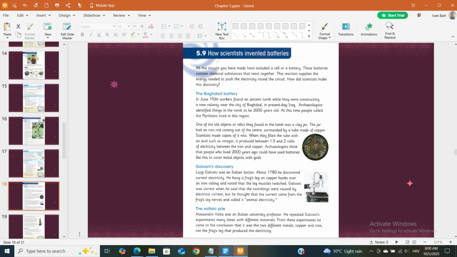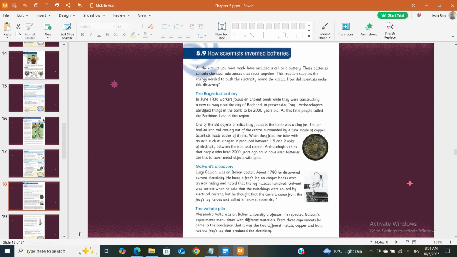The Baghdad battery. In June 1936, workers found an ancient tomb while they were constructing a new railway near the city of Baghdad, in present-day Iraq. Archaeologists identified things in the tomb to be 2,000 years old. At this time, people called the Parthians lived in this region. One of the old objects or relics they found in the tomb was a clay jar. The jar had an iron rod coming out of the center, surrounded by a tube made of copper.